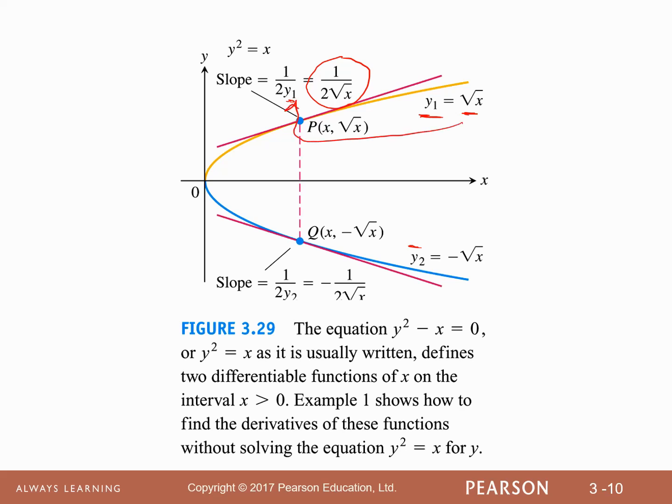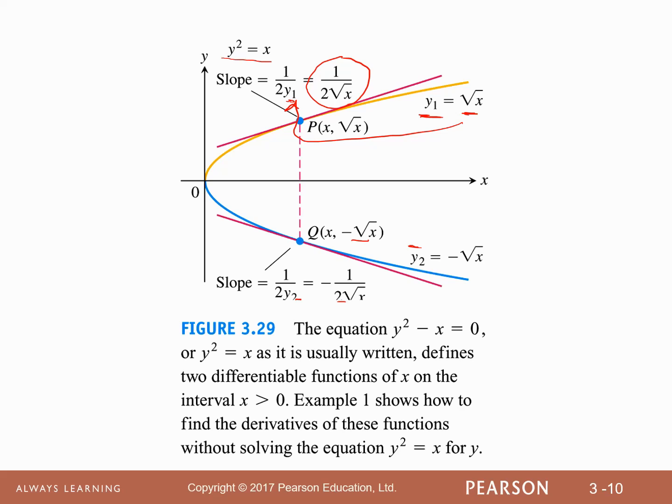So this is the original equation, y squared equal to x, and the slope over here at this point, the point P (x, square root of x), is equal to 1 over 2 y1, which is equal to 1 over 2 square root of x. And on this side, it's the same, but negative. For Q (x, negative square root of x), the slope will be equal to 1 over 2 y2, which is equal to 1 over 2 square root of x in the negative, right? Everybody?